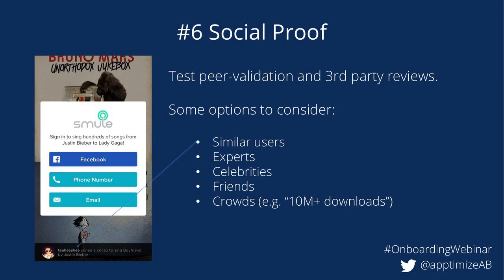So here's an example of a particularly clever way to leverage social proof to test peer validation and using third-party reviews. Some options you can consider here, obviously similar users, and users are very likely to follow what similar users or other users who particularly resonate with them are doing. Experts, often using celebrities, or showing a social feed as to what their friends are doing, or other crowds can often sway an end user's behavior.